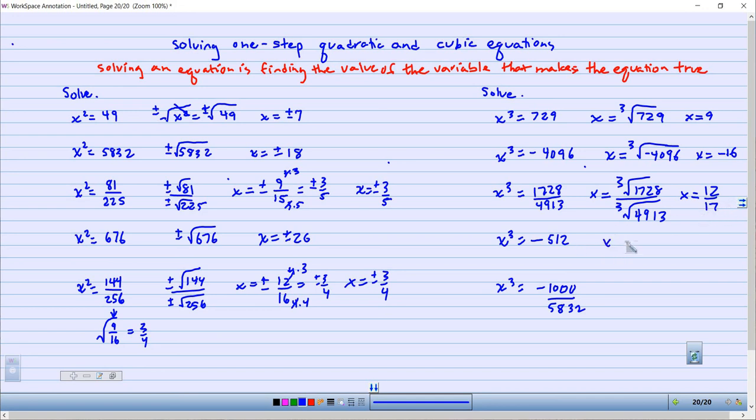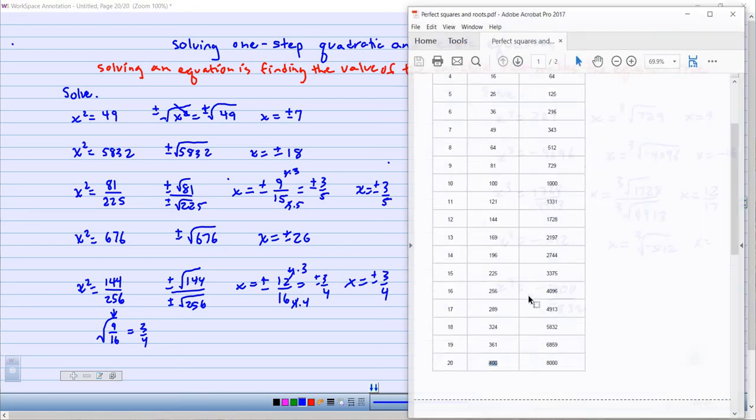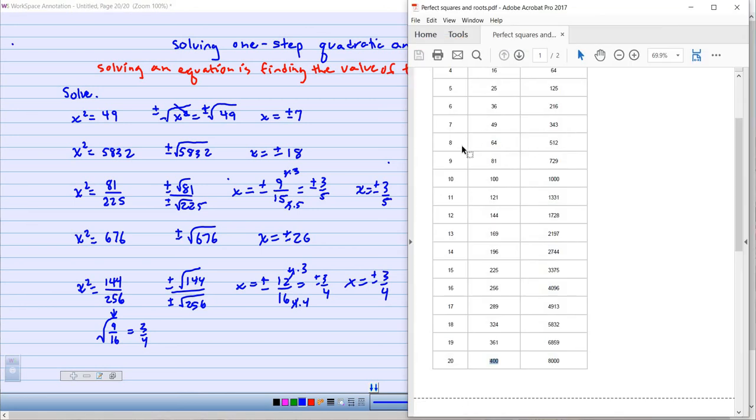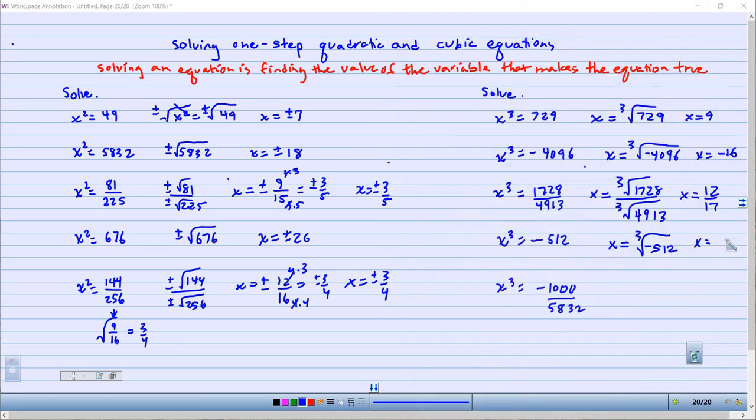All right, what about the next one? Whoa, let's try this again. x is equal to the cube root of negative 512. So we know it's going to be negative. Let's see where 512 is. 8. 8 is the cube root of that, but remember, since we were taking the cube root of a negative number, we get a negative answer.